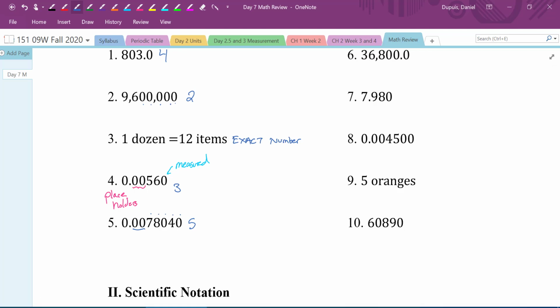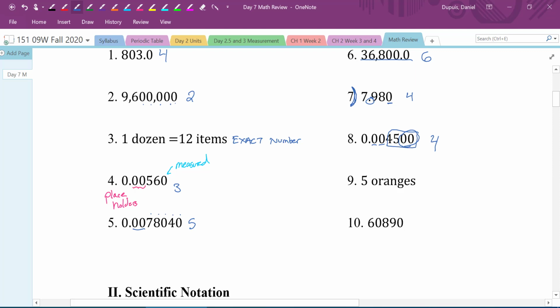All right, number 6, 36,800.0. All of them are significant. So that's 1, 2, 3, 4, 5, 6 sig figs. All right, in number 7 here, there's our decimal point. So that is measured, like 7.980 grams. That would be 4 sig figs. Number 8 here. All right, so placeholders, measured. So I have altogether 4 sig figs.